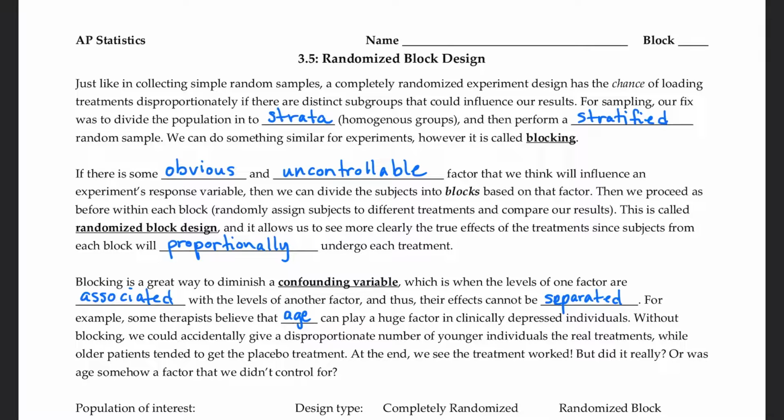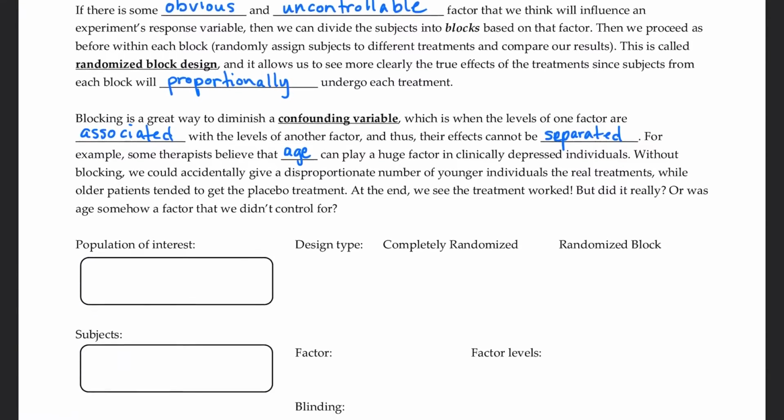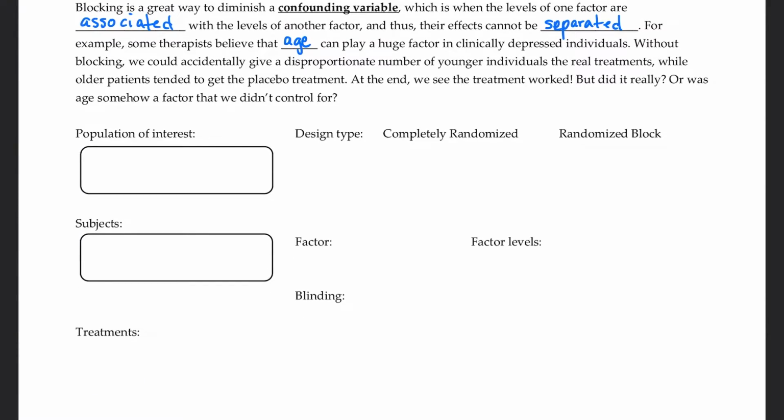So let's go through the questions we ask ourselves to make sure we come up with the best design possible if we think age might be an uncontrollable factor in all of this. Let's start with the population of interest. If you recall, the population of interest is people with clinical depression. From there, we've taken a random sample and we got 108 volunteers. We're just going to stick with the same numbers here.